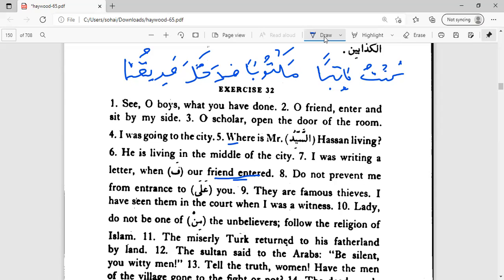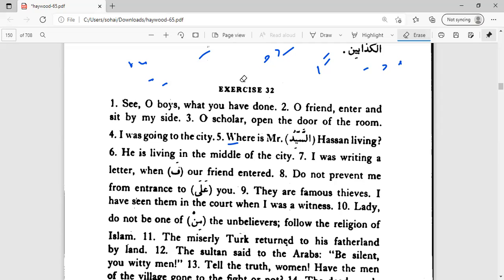Okay, let's do one more question. Just do number 8 for us, please. Do not prevent me from entering to you. Do not is lam, and mana'a is prevent. Lam is past negation. So you're telling, I did not go, I did not do. But when you say do not prevent me, this is like prohibition. You're prohibiting somebody not to do an action now or in future, la. Okay, that's la.